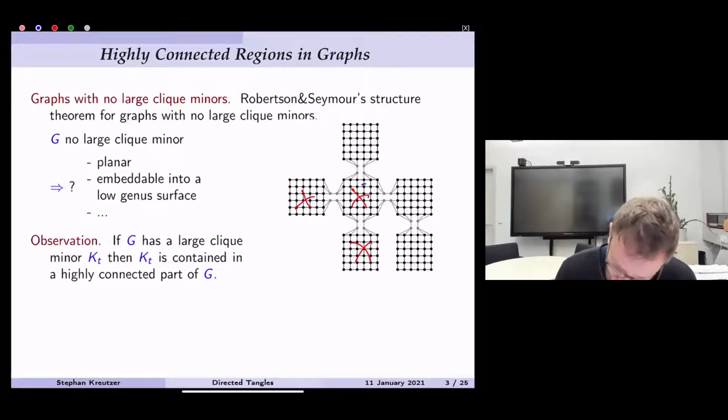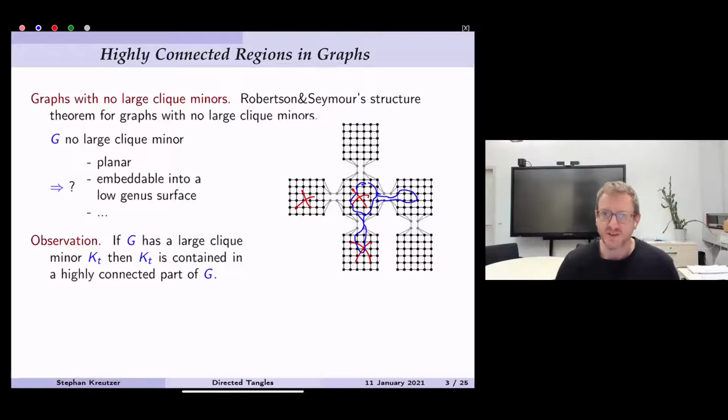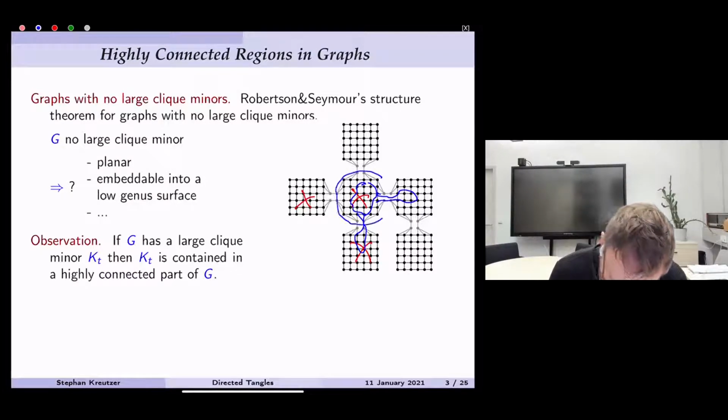So you could have, maybe, a large clique minor here, and then maybe it's using a little bit of some path along here and so on. But the biggest part of the minor would sit in a highly connected region, obviously, because a large clique you can't sort of squeeze through such a tiny loophole.